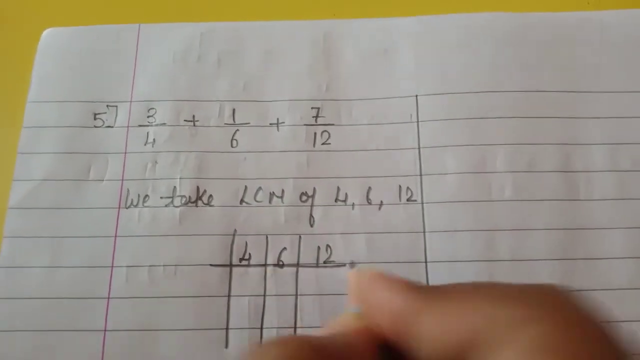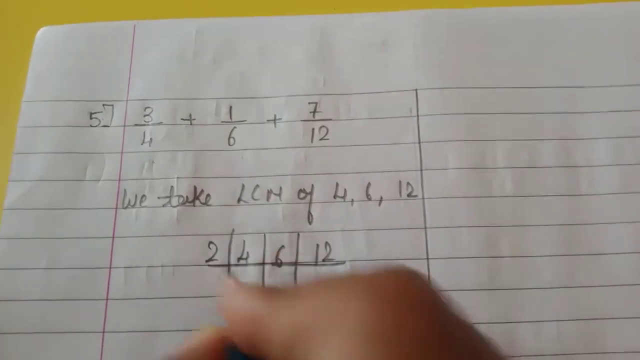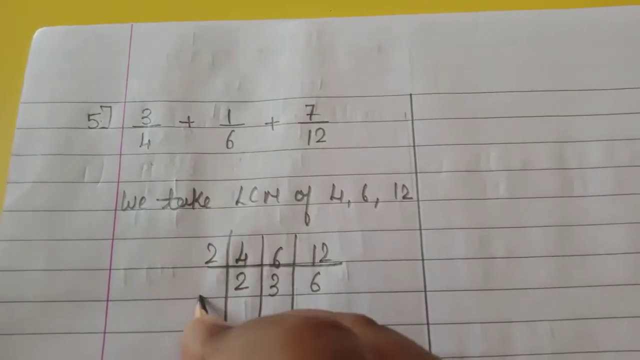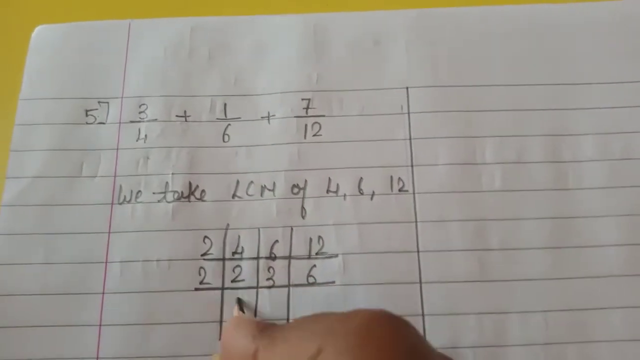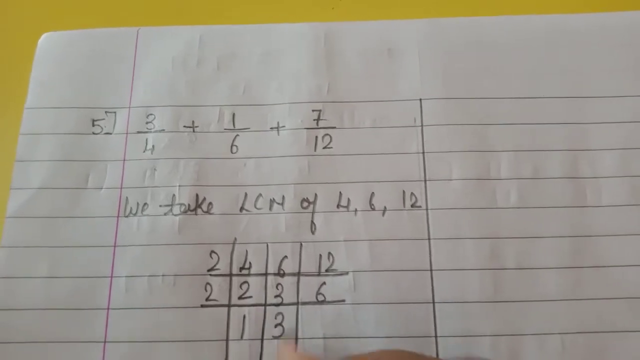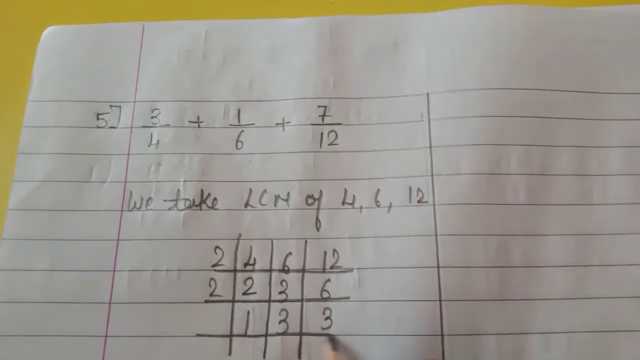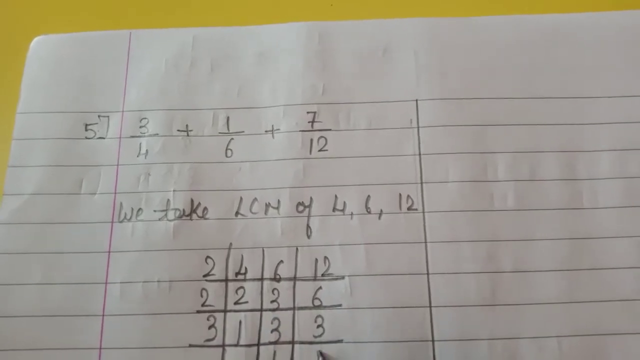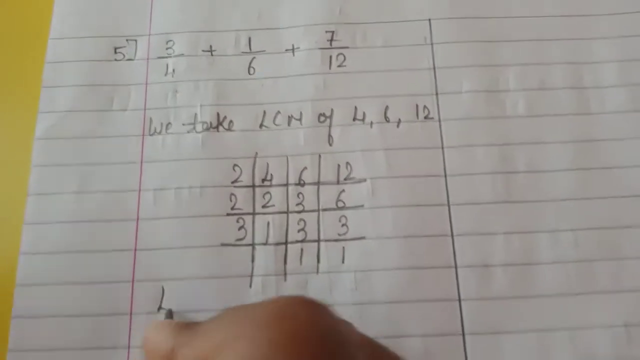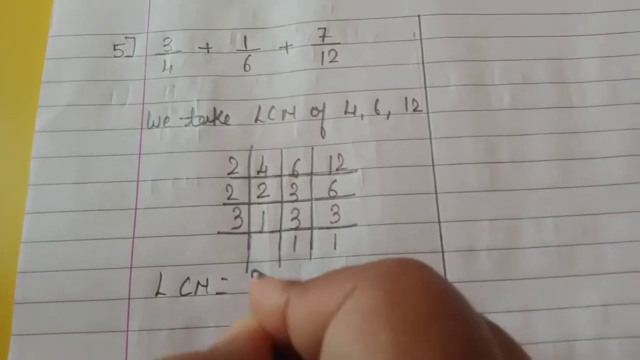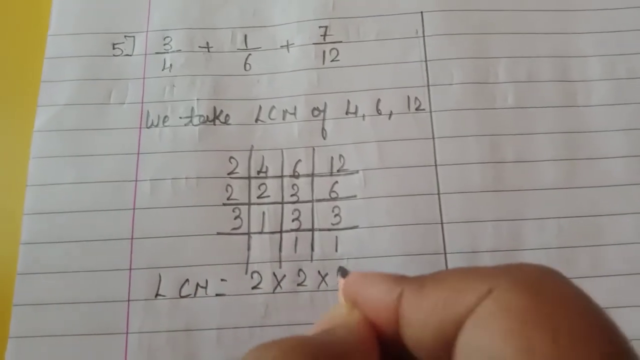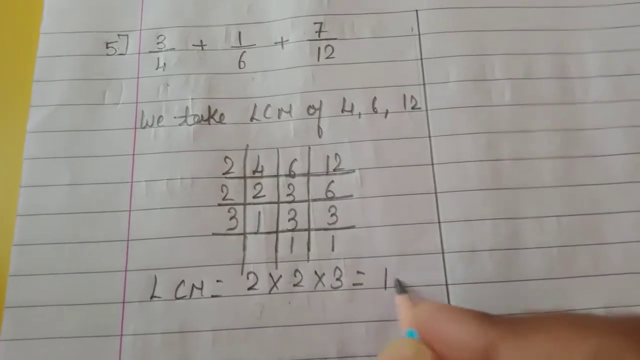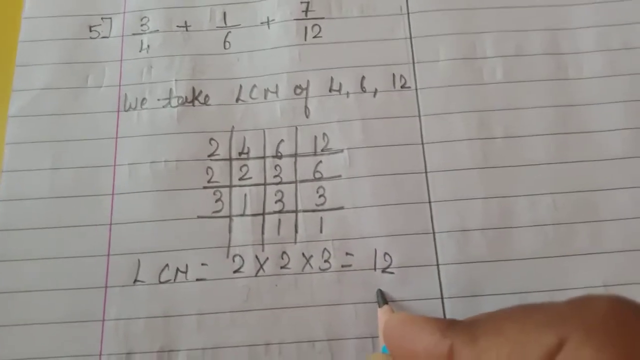In the 2 table it will come, yes, 2 2s are 4, then 2 3s are 6, then 2 6s are 12. Again 2 1s are 2, 2 3s are 6. Now 3 will come in the 3 table, 3 1s are 3. So LCM equal to 2 multiplied by 2 multiplied by 3. So 2 2s are 4, 4 3s are 12. So what is the LCM? 12.